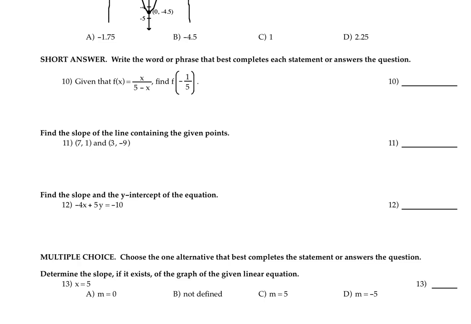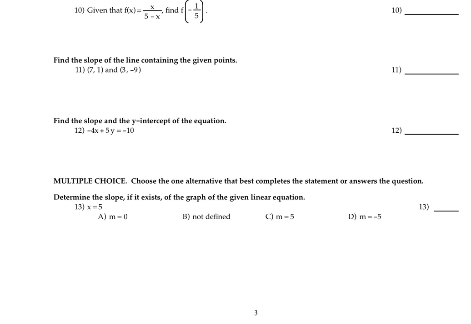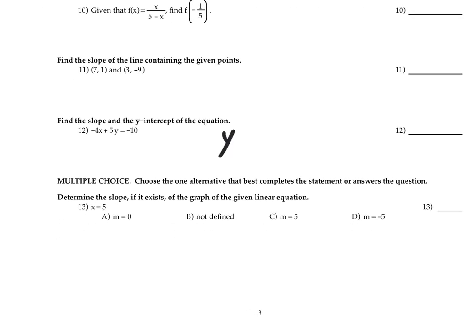Slope should be pretty straightforward. On number 12, some people asked me, can you just do the -a over b? Well, the -a over b gives me my slope, but it doesn't give me my y-intercept. So what I would recommend is to solve it for y, get it in slope-intercept form. Then you know your slope and your y-intercept, your m and your b.